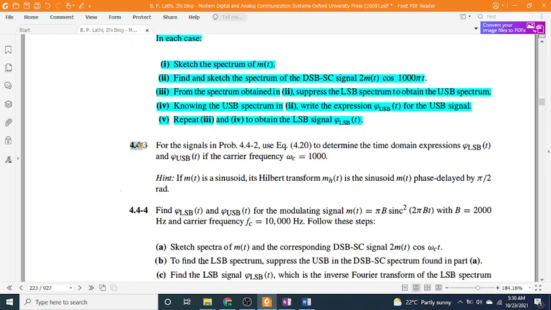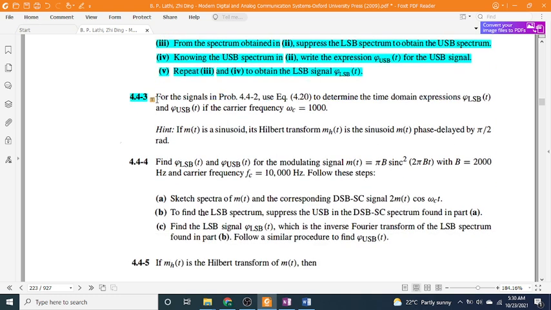4.2-3: For the signals in Prob. 4.2-2, use Eq. 4.20 to determine the time domain expressions φLSB(t) and φUSB(t) if the carrier frequency ωc equals 1000. Hint: if m(t) is a sinusoid, its Hilbert transform mh(t) is the sinusoid m(t) phase delayed by π/2 rad.